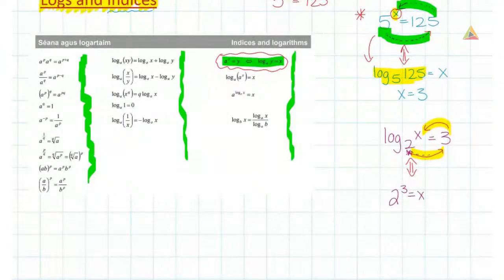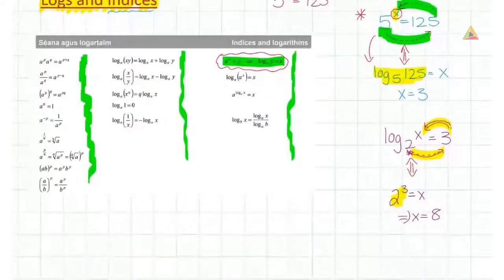I'm following around this direction, my anti-clockwise arrows. So that tells me, again, this side can just go straight into the calculator. So that just tells me that therefore x is equal to 2 to the power 3, which is just 8. So that's all logs do.